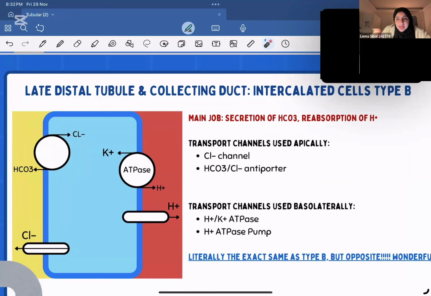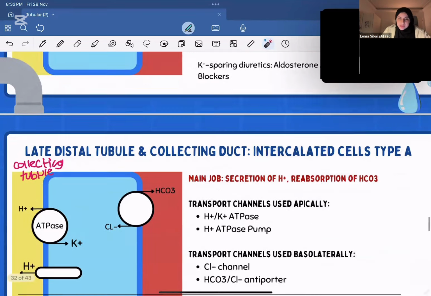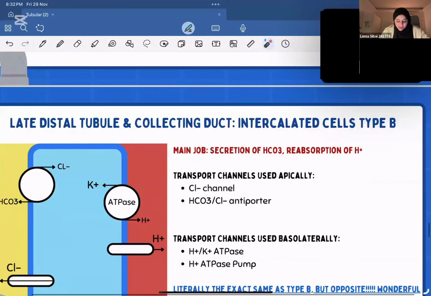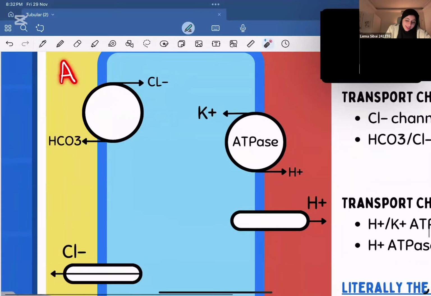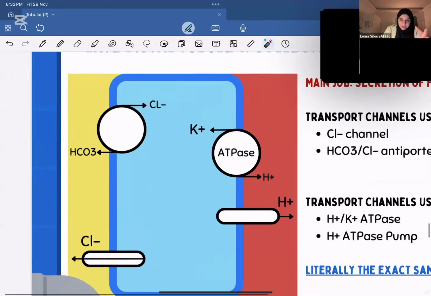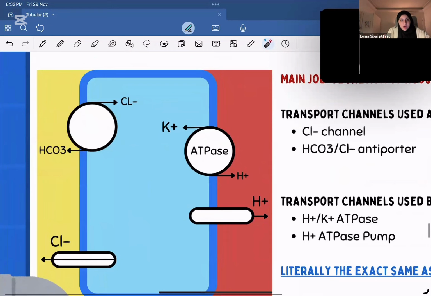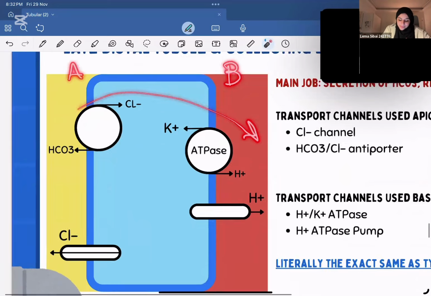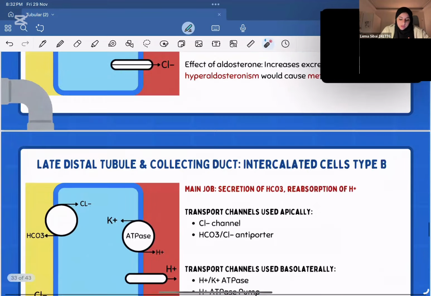Now we're going to be looking at the type B cells, so intercalated cells type B. By the way, type A just means alpha and type B just means beta. So we're going to look at the apical side. And luckily for you guys, it's the exact same channels, just on the opposite side. Now what's happening is that it's throwing bicarbonate into the urine and it's reabsorbing hydrogen. It's the same thing, but opposite. The channels are on different sides.